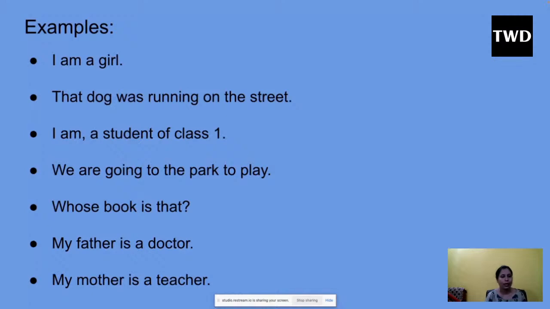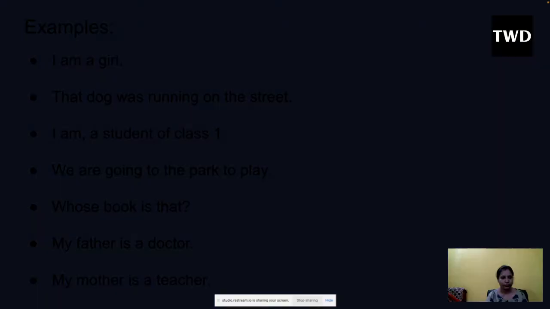I am a student of class 1. Again, here student plus class 1, both are common nouns. We are going to the park to play. Park is the common noun. Whose book is this? Book is the common noun. My father is a doctor. We have got two common nouns here, father and doctor. My mother is a teacher. Mother plus teacher are common nouns.